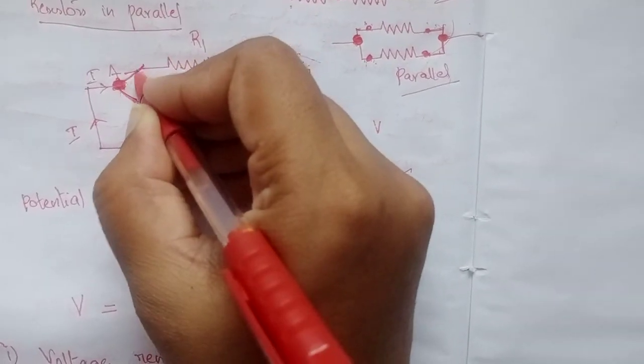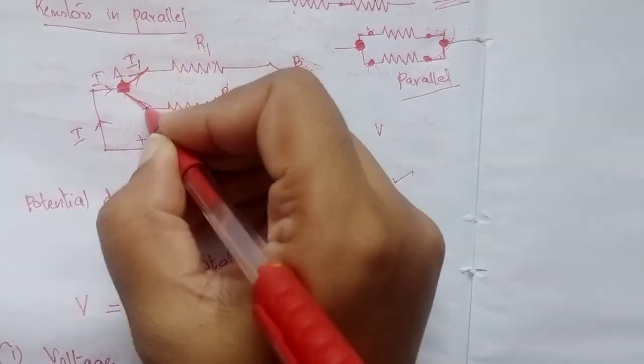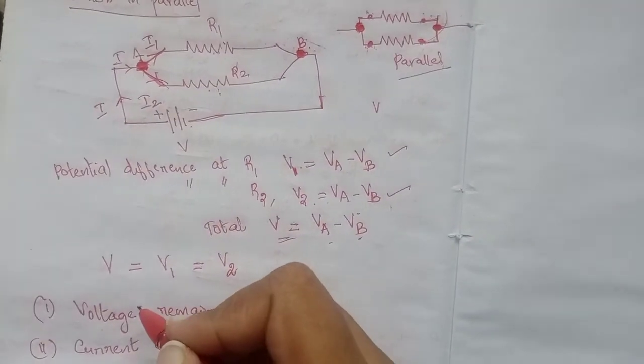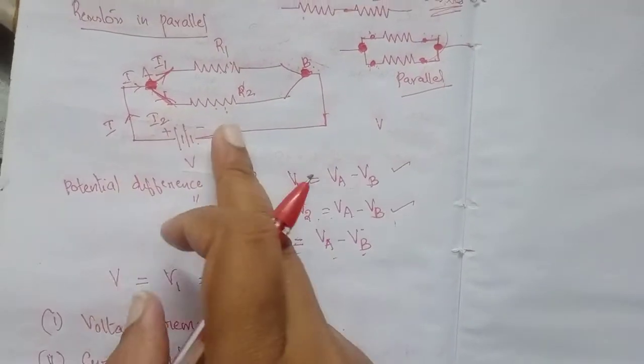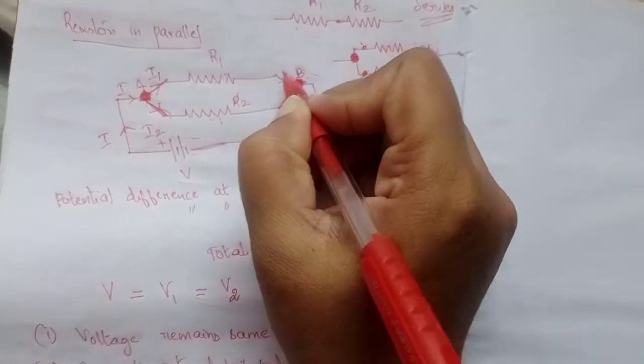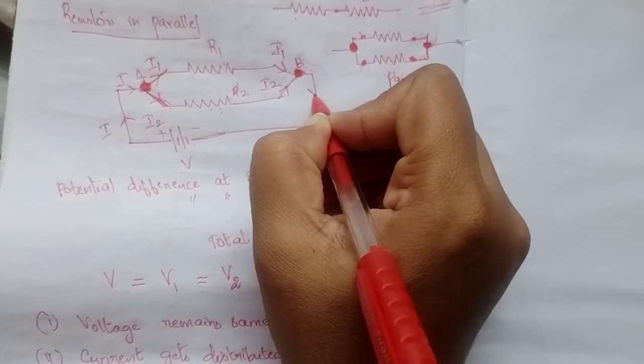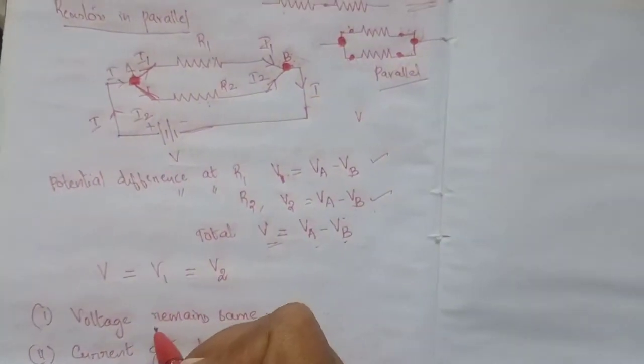So this total current gets split up into two currents, I1 and I2. Here you will get I1 current. Here you will get I2 current. Again, the output of B will be total current I.